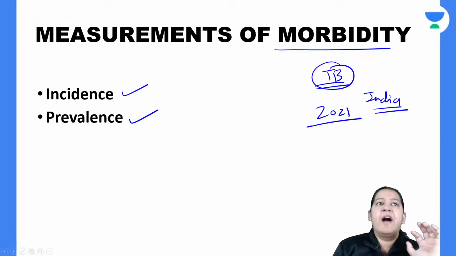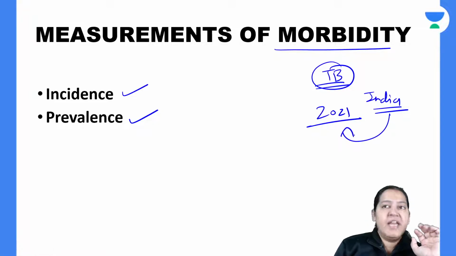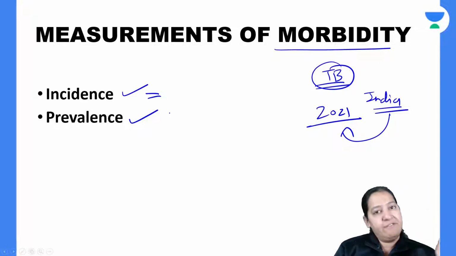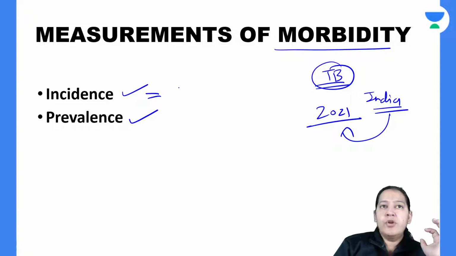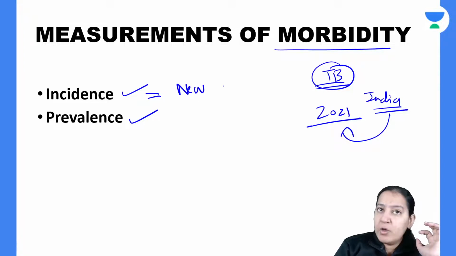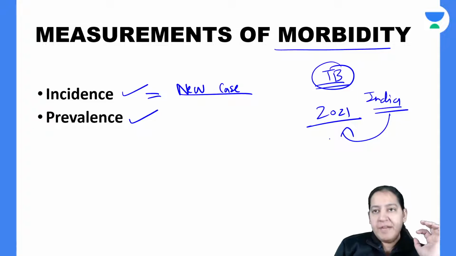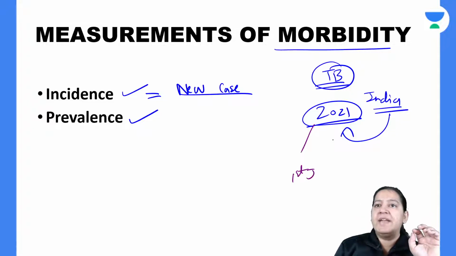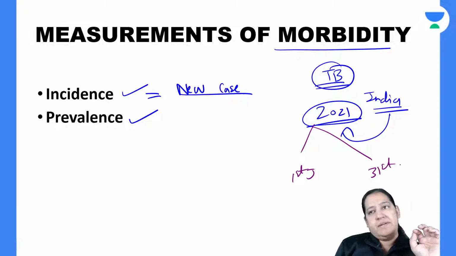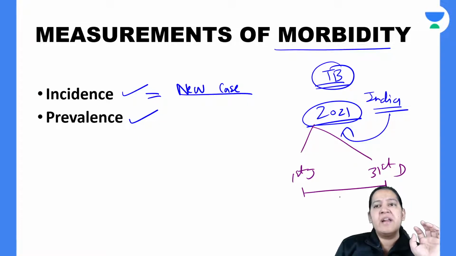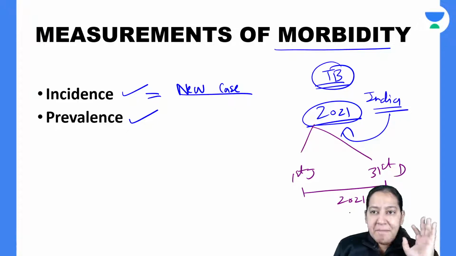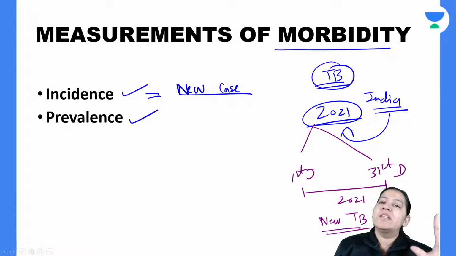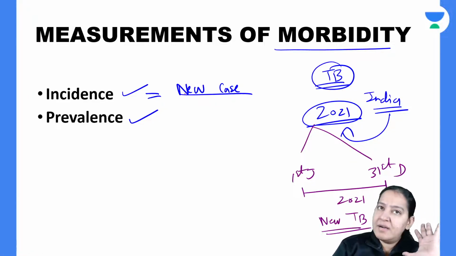You will say, ma'am, in India in 2021, how many cases of TB were there? That will be the numerator. So the numerator is the new cases. How many new cases of TB have arrived? Now, 2021 starts from 1st January and ends at 31st December, a duration of 1 year. It may happen that many new cases of TB have been diagnosed during this 1 year. So the new cases are considered as incidence.